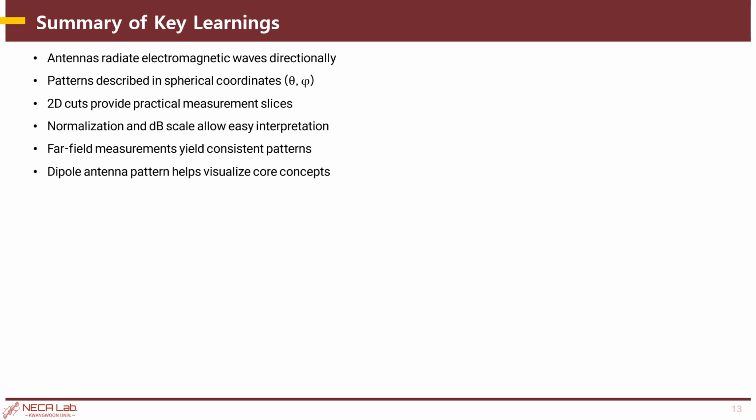To wrap up, here are the key points from this topic. Antennas radiate electromagnetic waves in a specific direction, not equally in all. These radiation patterns are best described using spherical coordinates with angles theta and phi. Since full 3D plots are complex, we use 2D cuts like azimuth and elevation slices for practical analysis. Normalization and using the decibel scale make the patterns easier to compare and interpret. Far field measurements give consistent and reliable pattern shapes. And finally, the dipole antenna pattern is a great example to understand these core radiation concepts.